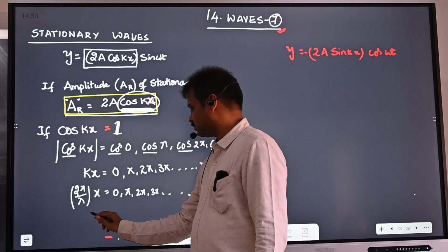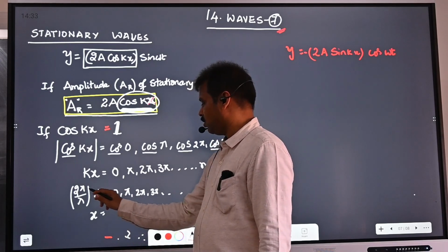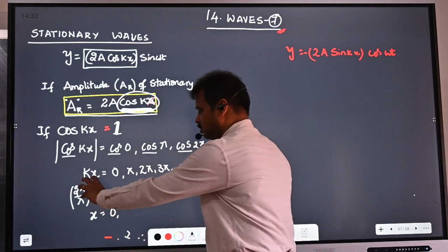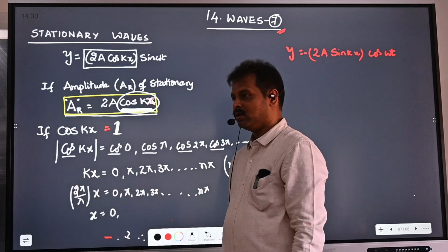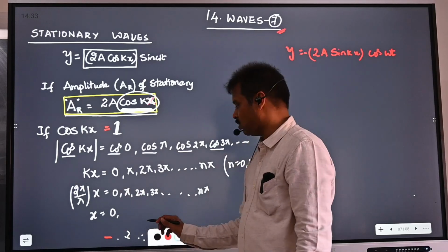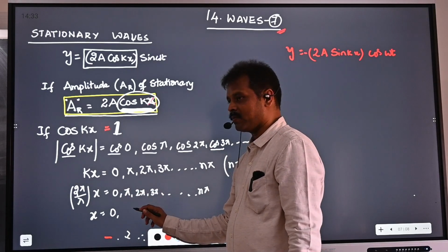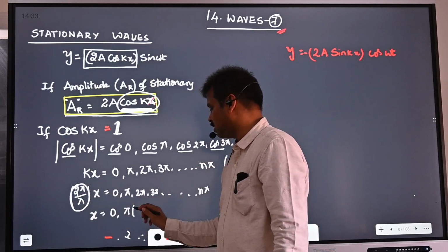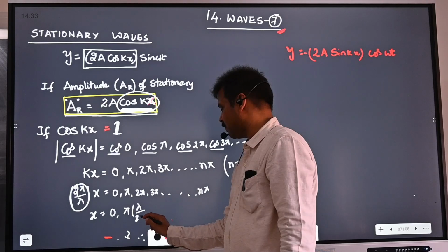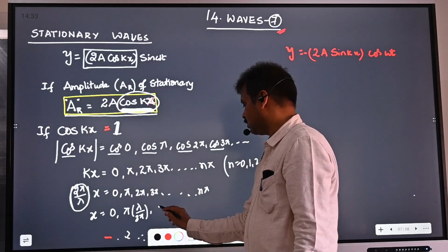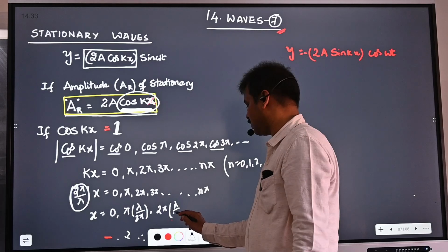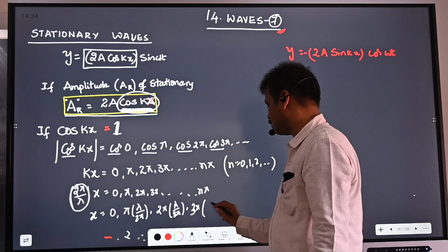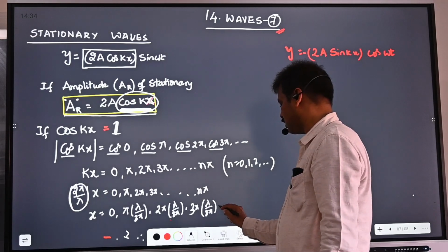So what is x? You just bring this 2 pi by lambda to this side, students. x is lambda by 2 pi into 0, which is 0. Then lambda by 2 pi into pi. Next, 2 pi into lambda by 2 pi. Then 3 pi into lambda by 2 pi, and so on.